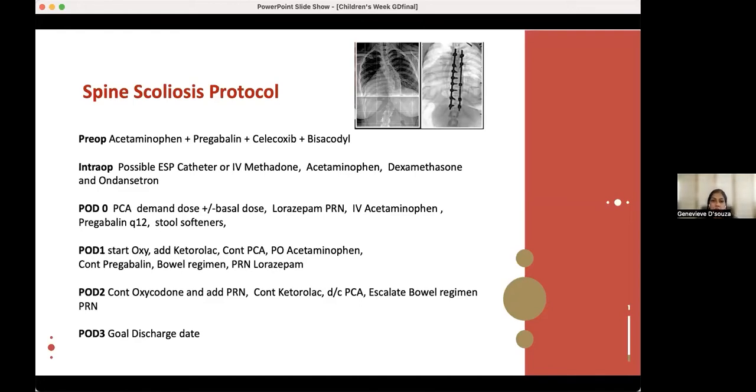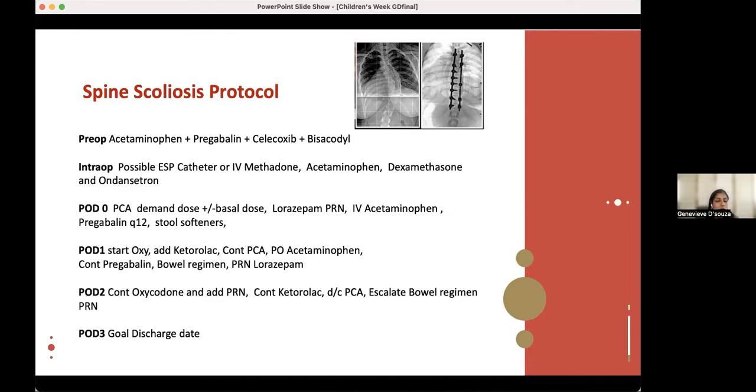They continue on IV acetaminophen. They get dexamethasone and ondansetron. So a multimodal anesthetic regimen is used. On post-op day 0, when they come out into the recovery room, they get a PCA demand dose. And if an ESP catheter or IV methadone is not able to be used, then they also get a basal dose on the PCA. The opioid, depending on the patient's allergies, could be either hydromorphone or morphine. They get IV lorazepam as needed or around the clock, depending on patient's anxiety levels or other medical comorbidities. They continue on IV acetaminophen for 24 hours. And if they are able to tolerate PO, they can get pregabalin and stool softeners.